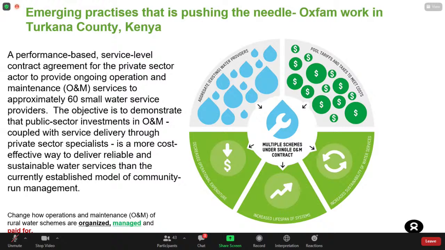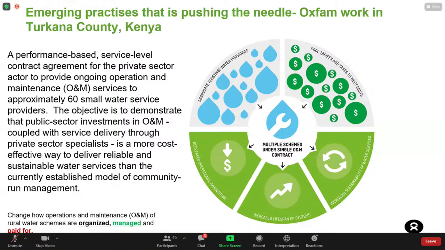So basically, we are trying to change how operation and maintenance of rural water supply systems are organized, managed, and paid for. But then in terms of payment, we are trying to activate not just tariffs that are collected at the local level to pay for the local staff, but then also see how to engage with the regulatory changes in order to introduce what you're calling levies that would be able to support also operation and maintenance of infrastructure that is being invested in.